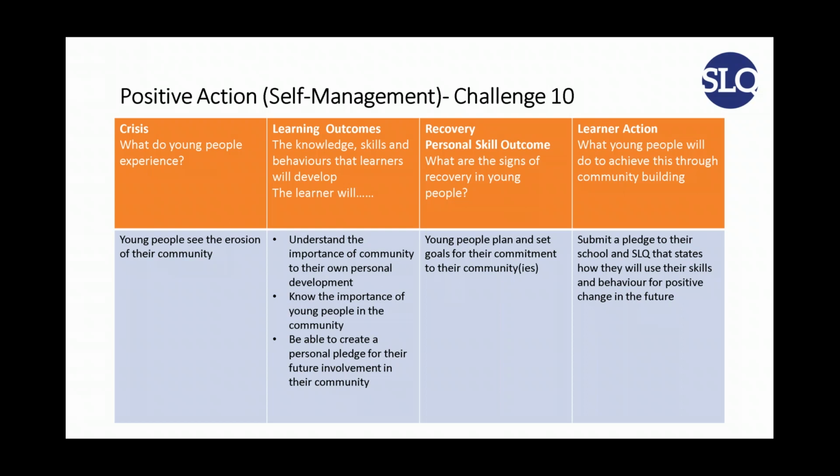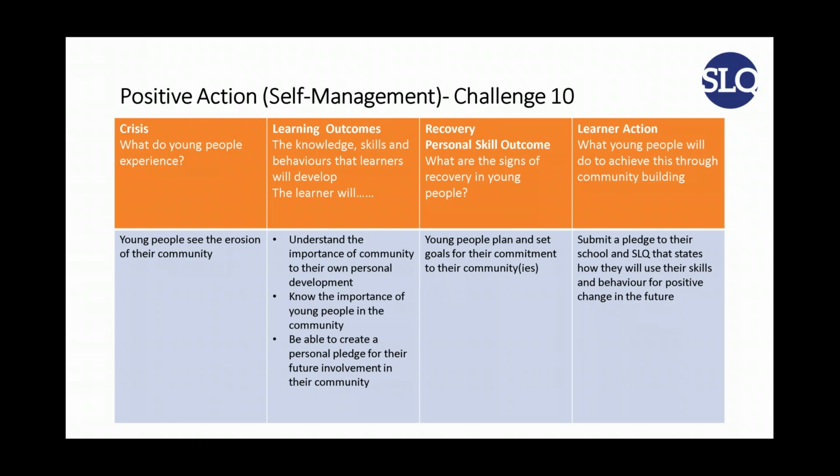And then finally, we're going to look at challenge 10, which is positive action, which comes under the self-management category. Within self-management, we have positive action, staying motivated. So let's have a look at the crisis in terms of the positive action. Young people see the erosion of their community. With all of this that's happening, they really feel like the community is having issues, and that they can't be in a cohesive community in the same way that perhaps they were before.